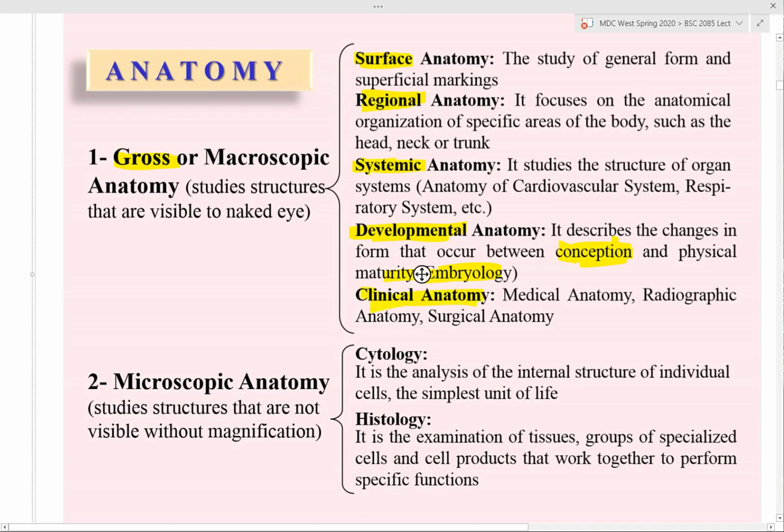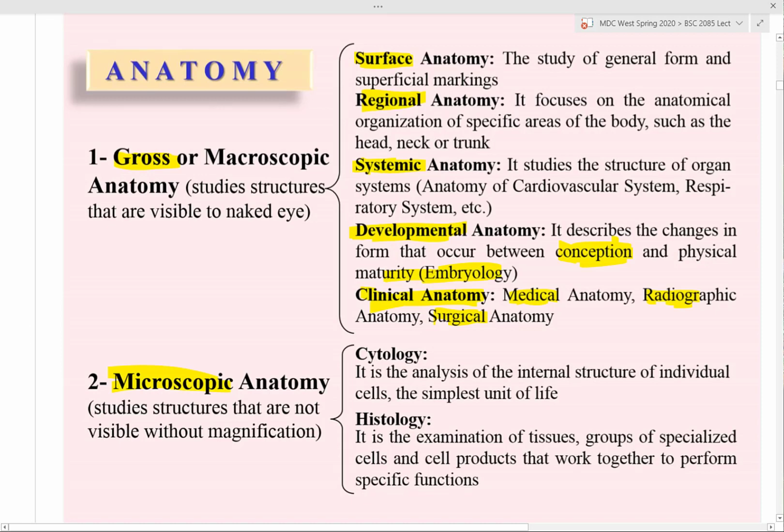So clinical anatomy. Now, clinical anatomy is referring to what? To either medical, radiographic, surgical, right? So that is what we call clinical, right? The actual application within the medical field, right? That's the clinical aspect. Now, the next one is microscopic.